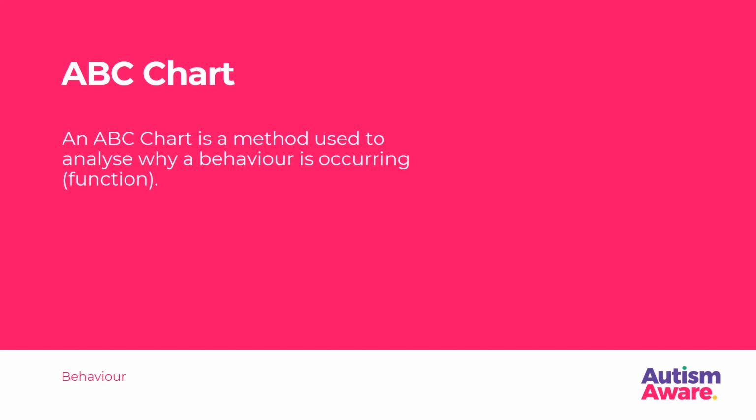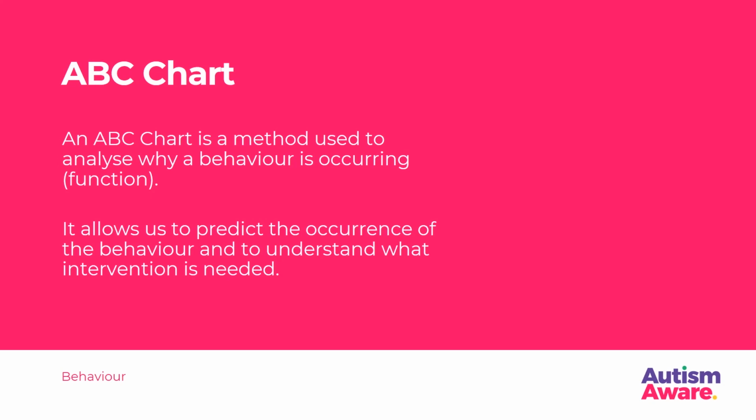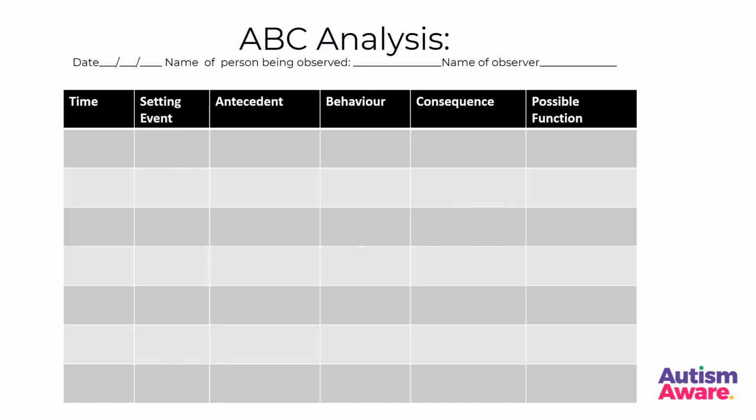ABC chart. An ABC chart is a method used to analyse why a behaviour is occurring, its function. It allows us to predict the occurrence of the behaviour and to understand what intervention is needed. This is an example of an ABC chart.